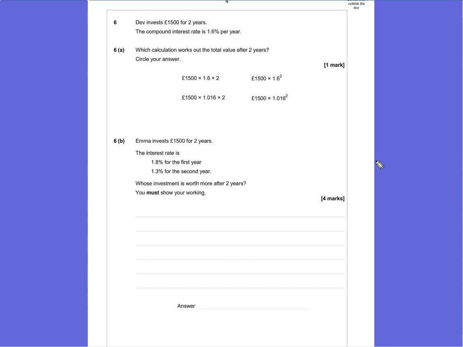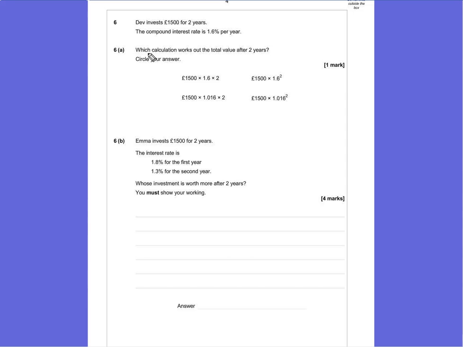Well, interest is an amount or a percentage added on to a value, and compound interest means that percentage changes every year. So while it will always be a 1.6% increase, it is not going to be the same amount year after year, because it'll be 1.6% of the new amount for every consecutive year.